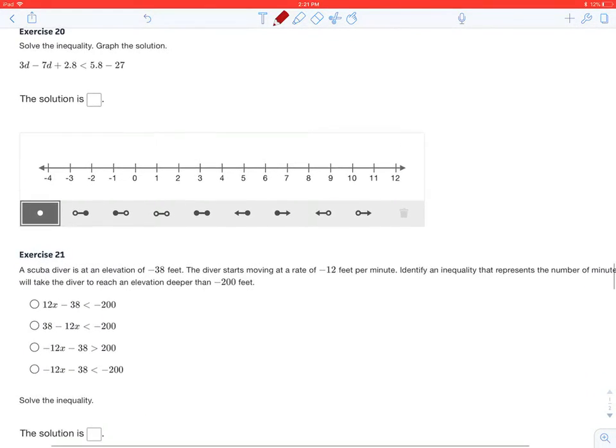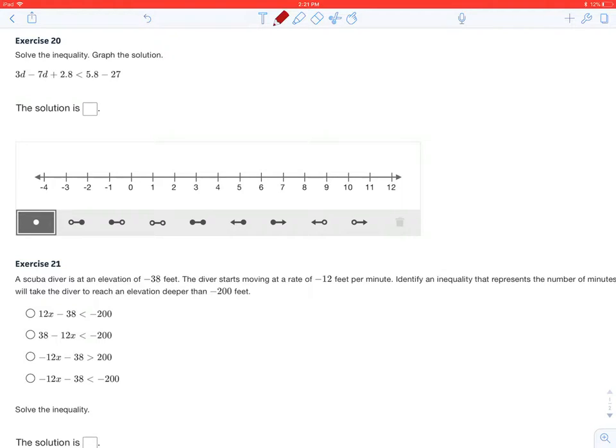Exercise 20 is the same kind of exercise. In exercise 20, we've got two like terms on the left side. We've got 3d's minus 7d's, and that can be simplified down. Same thing on the right side. We've got 5 8/10 minus 27. Recognize that 5 8/10 is smaller than the 27 we're going to take away from it, so that probably means it's going to shoot us into the negative values. So just make sure that you are doing that part properly.